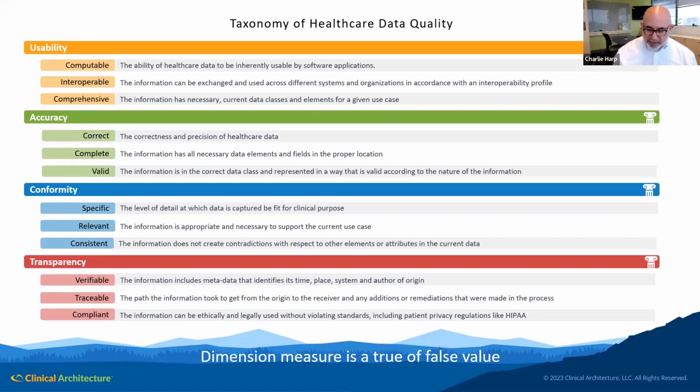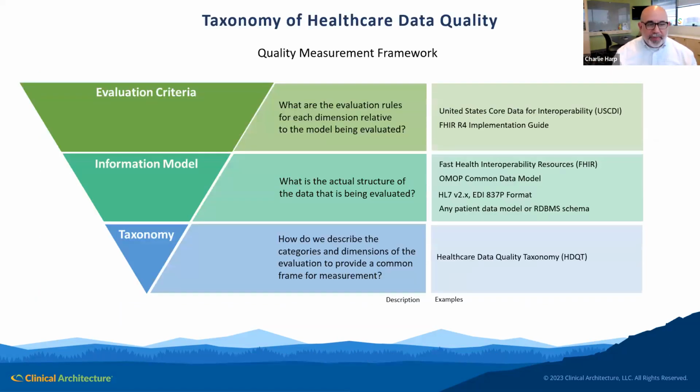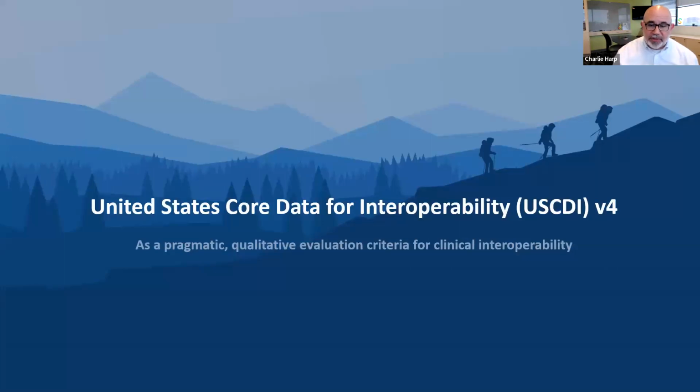Okay. So here's where we are. We've talked about the information model. We've talked about the taxonomy. Now we're going to talk about the evaluation criteria. For the purposes of today's practical example, I'm going to use a practical thing, the USCDI. If you're sharing data, it should be something you're aware of, and it should be on your radar. But just in case, I'm going to go into it a little bit. And for the people at USCDI, I apologize if I butcher anything. Please let me know in the notes.